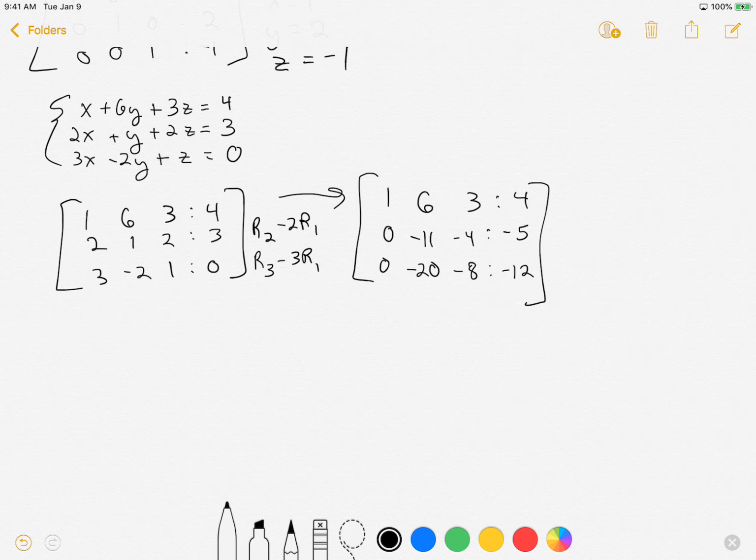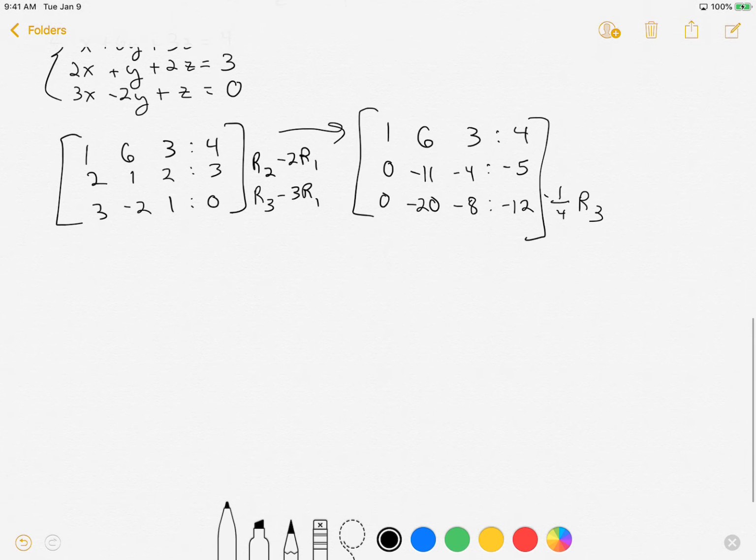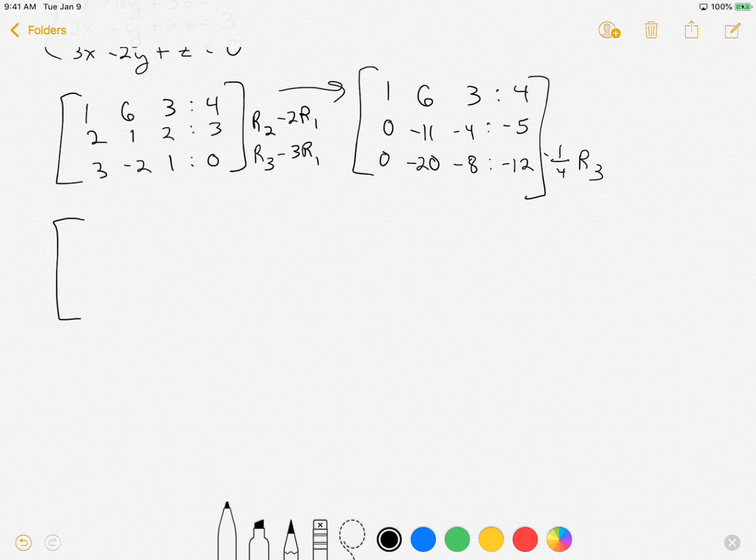Now right here, at this point, I can divide everything in row 3 by negative 4, and it just takes it to a little bit simpler form. So let's do that so that we don't make stuff too big of numbers and make it too complicated for ourselves. So this becomes 0, 5, 2, 3.